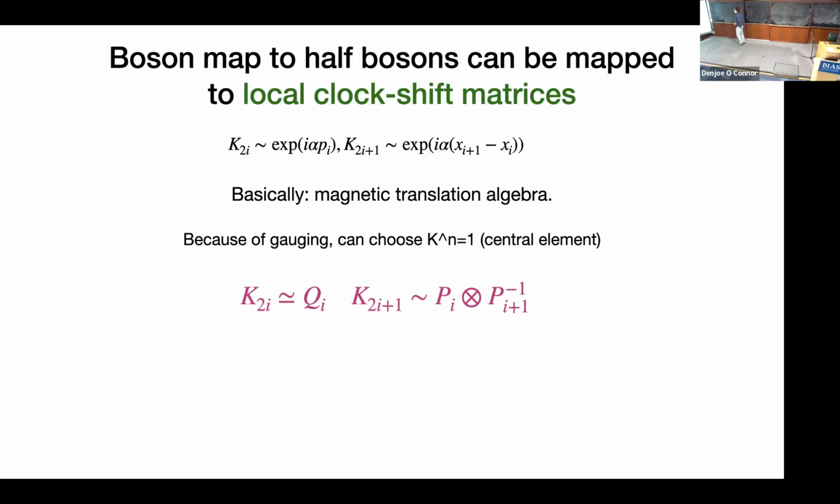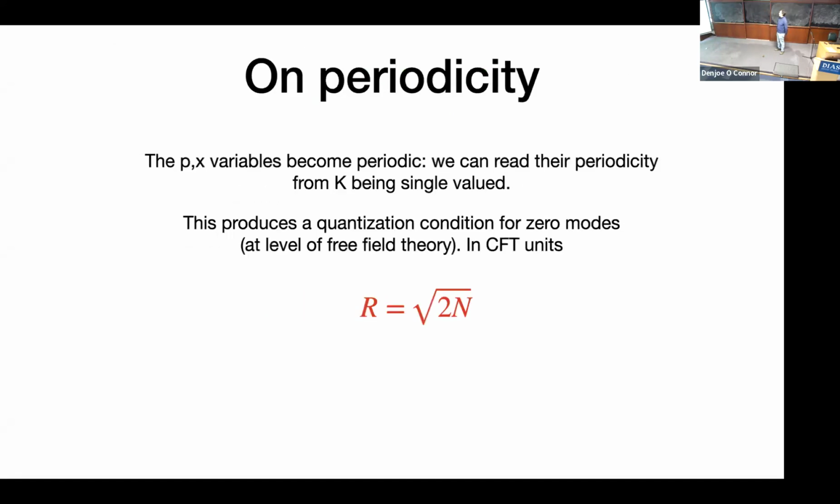And then basically you sum all the ki's, if you want to put some sign and make sure that it's Hermitian, so you have to use ki plus ki dagger. Okay, so the px variables became periodic. We can read the periodicity from how k was made single valued, so that determines the periodicity of the xp variables in the original theory. And then this produces a quantization condition for zero modes at the level of field theory. And in conformal field theory units, and I'm going to spare you the calculation, we got that the radius was square root of 2 times n, where n is the n by n matrices that you get for the theory.